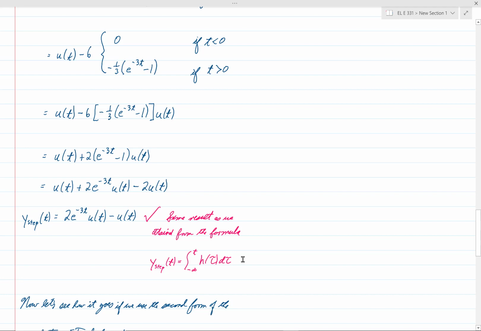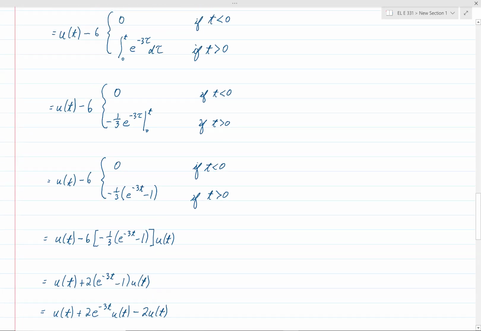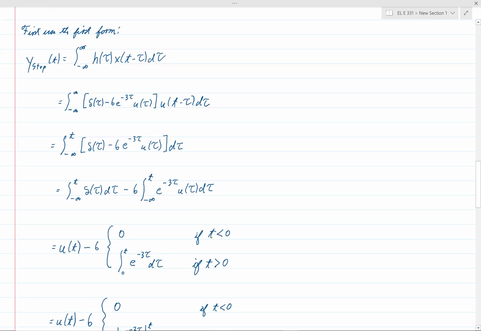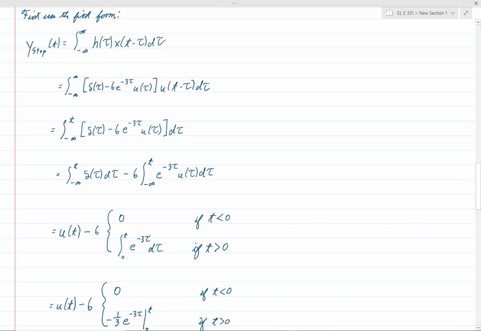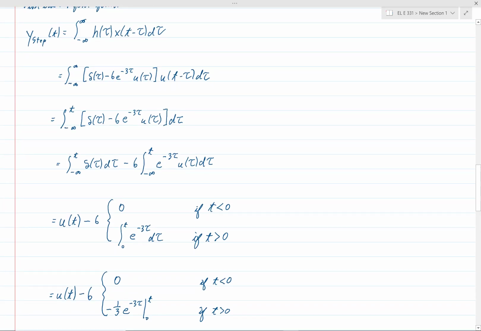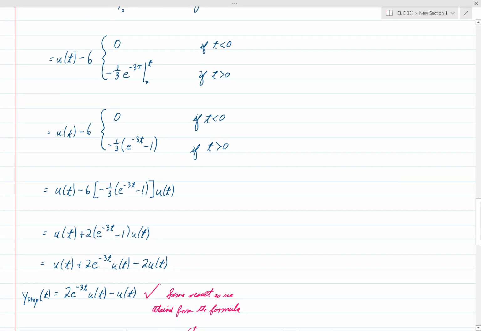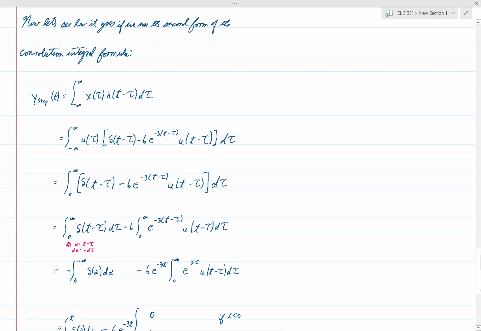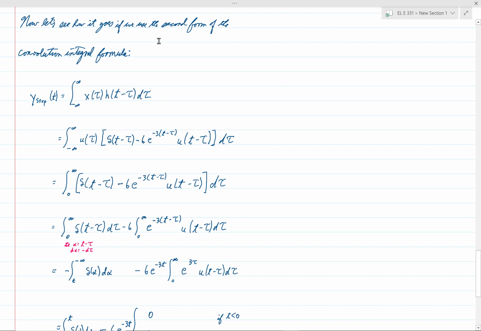Okay, so I think that you will agree that, oh yes, that required patience and it required that you be careful, but that was not too bad. So now remember, though, that there's an alternative way of expressing the convolution integral, and so let's see how that would go. So here we say, let's see how it goes if we use the second form of the convolution integral.